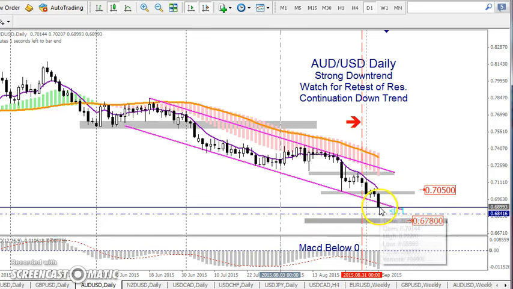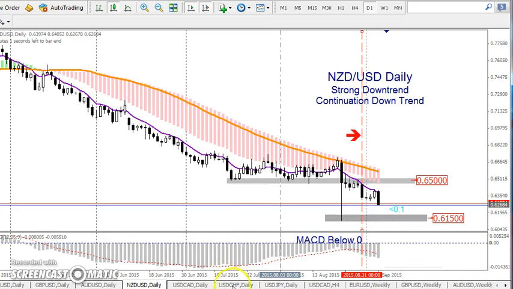67.80 area. Again, I don't normally trade on Sundays, but on Sunday price may continue going right down right away, or it may go up to retest this trend line, or maybe even a little bit higher, but I believe price is going to continue going down. We have a very strong momentum candle right there, so watch for the retest of the resistance, which is this area right here, or by the trend line. We're in a continuation downtrend. MACD is below zero.